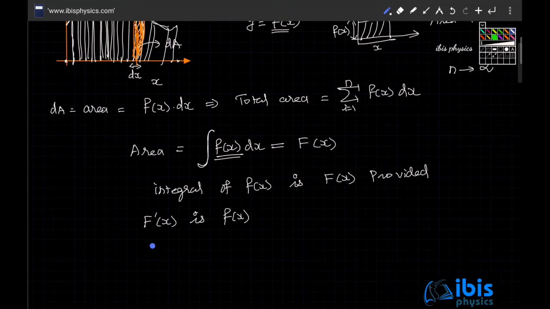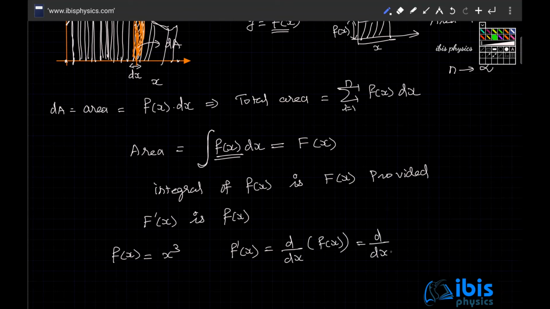One example is... okay, I'll give another example. Suppose our F of x is equal to x cube. Then what is F dash of x? F dash of x is equal to d by dx of F of x. d by dx of x cube is 3x square.